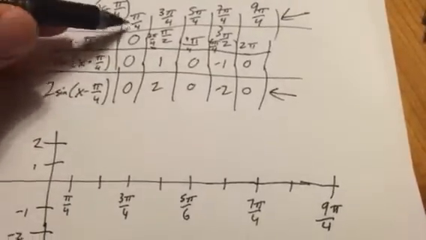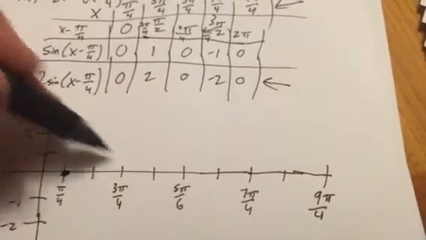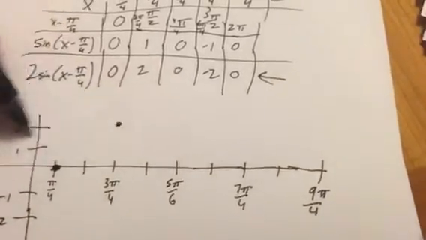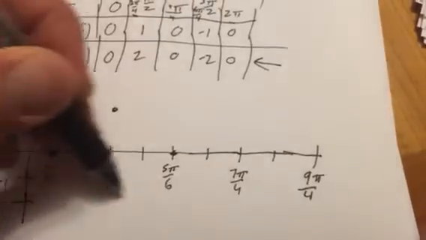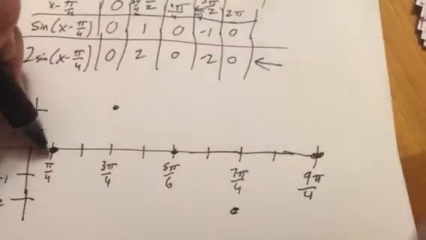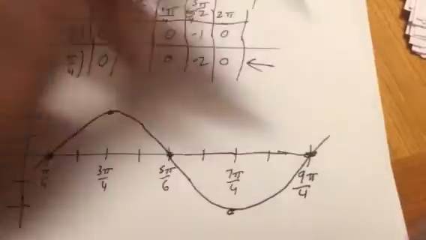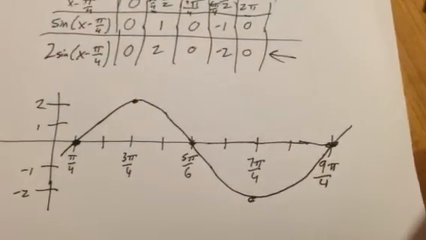So when x is pi over 4, I got 0. 3 pi over 4 gets up to 2, back down to 0, down to -2, back up to 0. And I know that it's a nice curve. All right.